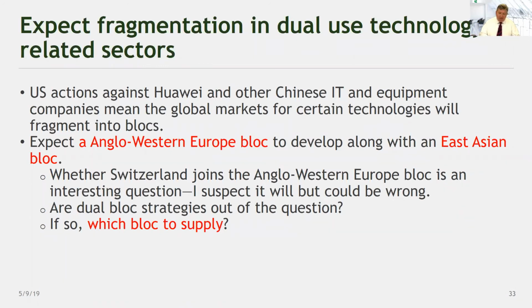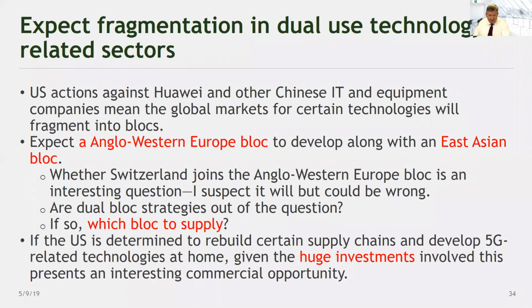What this is probably going to do is result in an Anglo-Western bloc, a Western European bloc developing, of countries which will use each other's IT equipment, but will not use equipment from China, and probably an East Asian bloc which will be centered on China. The interesting question is, which bloc will Switzerland join? I suspect it will probably join the Anglo-Western European bloc. But if you're an IT producer, which bloc do you want to supply to? You'll probably only be able to supply to one. So you're going to have to choose. So this world market will become fragmented into two blocs. And I think that's worth thinking about.